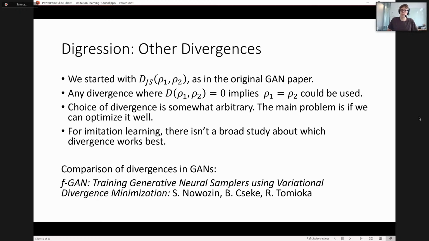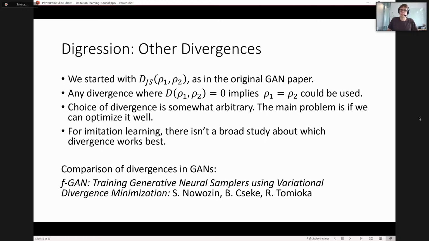And if you think about it, it makes sense, because ultimately what we care about is making the distribution of states and actions under the expert the same as the distribution of state-action pairs under the imitation learner. And so if the divergence is 0, then they are the same. This is what we want. And within this property, there are many divergences that satisfy that. And so the choice is somewhat arbitrary.